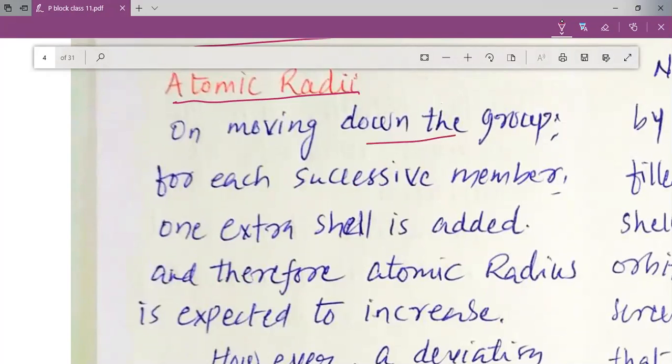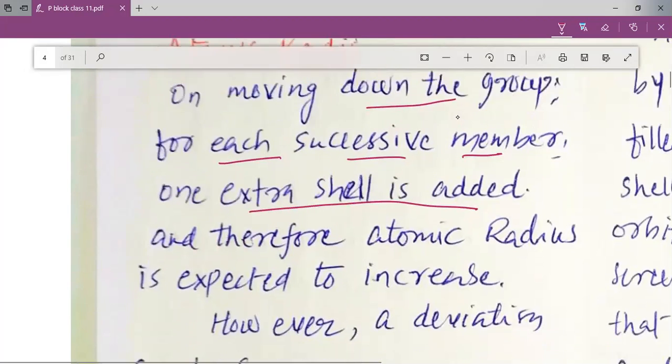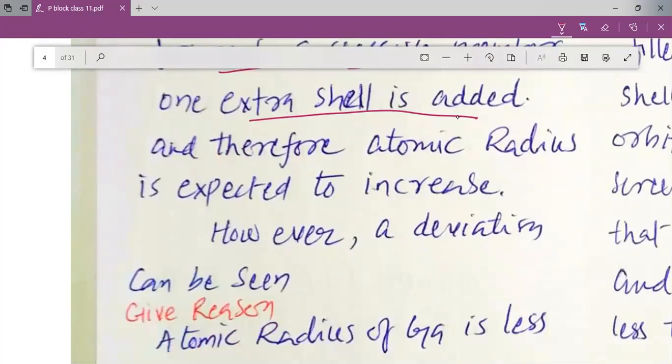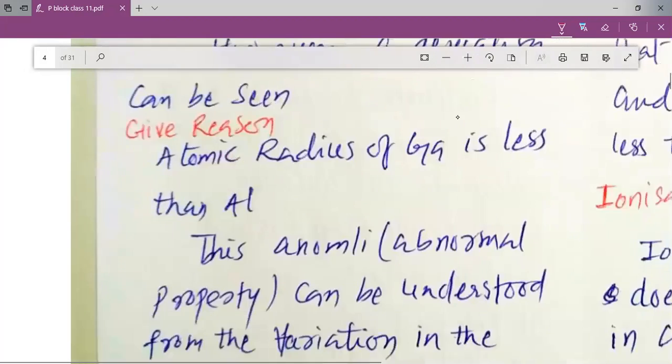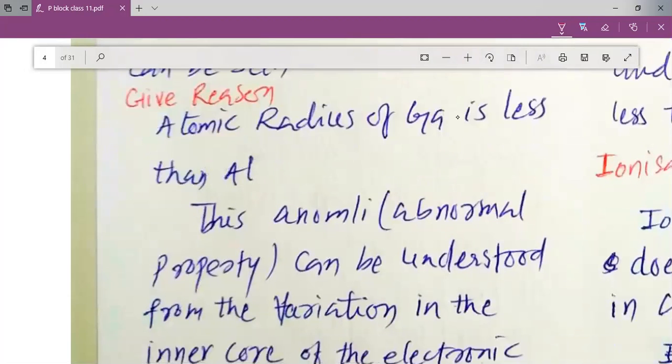On moving down the group, my dear students, for each successive member, one extra shell is added. So as we go down the group, each time one extra shell is added, and therefore atomic radius is expected to increase. However, a deviation can be seen. What deviation? The atomic radius of gallium is less than the atomic radius of aluminium.